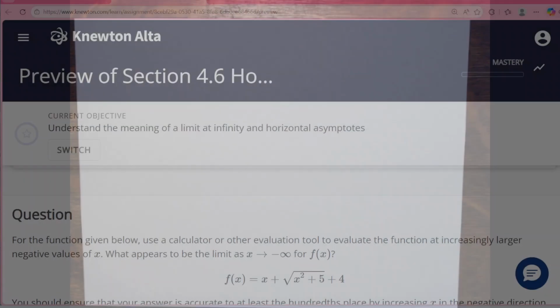All right, so now we got that. What does it mean to take a limit at infinity? What does it mean to have a horizontal asymptote? Well, let's take a look at our problem now.